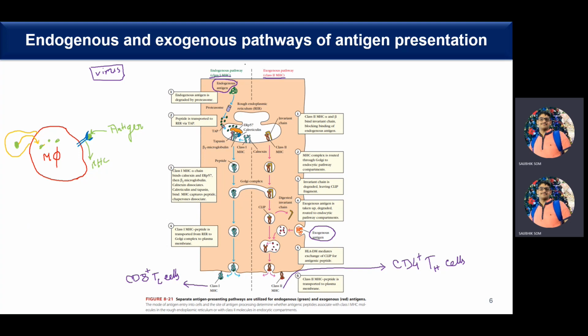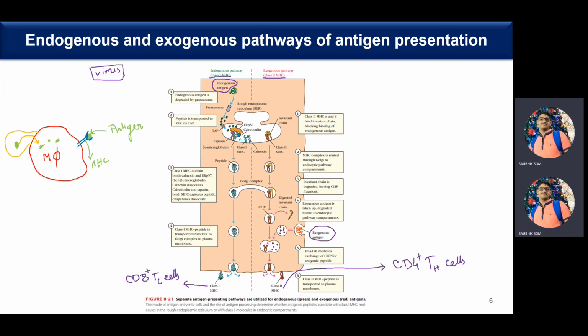So now, let's go through the endogenous pathway. As you can see, as the endogenous antigen enters, it's processed by proteasomes. These proteins are processed by proteasomes to make small fragments. As you can see, there is a big bacteria, and it's endogenous.